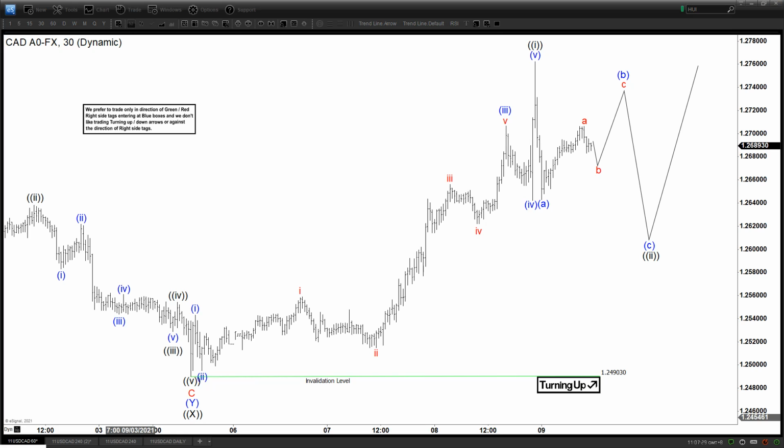My name is Henry and today is Thursday, September 9, and the time is around 3 a.m. GMT. So today we're going to be looking at the chart of the US dollar Canadian dollar right here. So we have a 30 minutes chart.